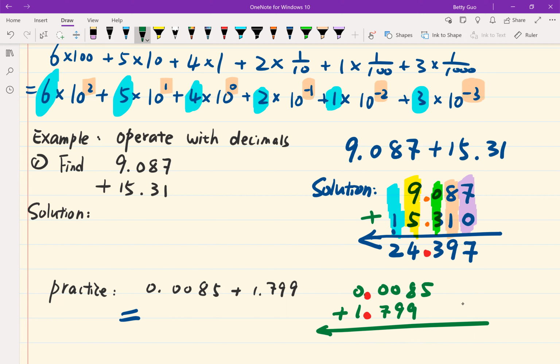Remember, we go from the right to the left, right? So 5 first. 5 plus 0 is 5. 8 plus 9 is 17. So we're going to give the previous place 1 digit, right? And 9 plus 1, we have 10. So we have another 1 to the tenths. 7 plus 1 is 8, and we bring down the decimal point. 0 plus 1 is 1. Very good. So are we okay with the addition of decimals?